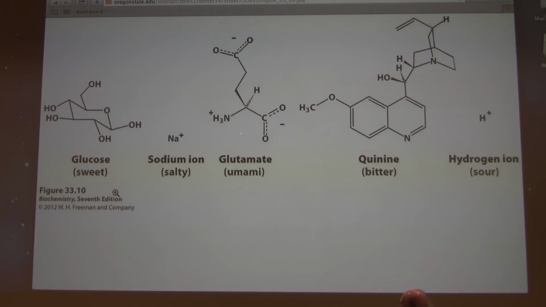What is umami? Umami is glutamate. It is a sort of salty, meaty kind of taste. I don't know how to describe it. It's kind of hard. How would I describe a taste? I mean, what's that? Savory. Savory. Okay.